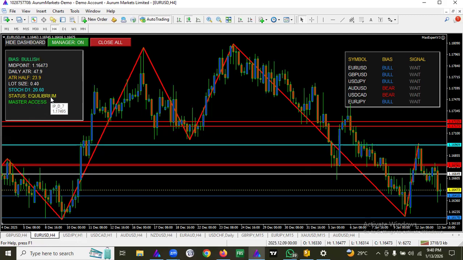Then the midpoint value. You don't need the midpoint value, just leave it. The midpoint is the average price. So instead of you doing the calculation manually, the expert advisor does the calculation and gives it to you. Yes.